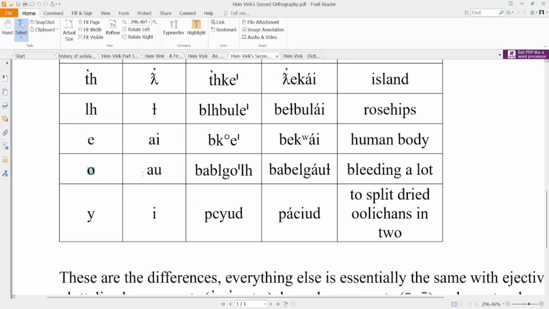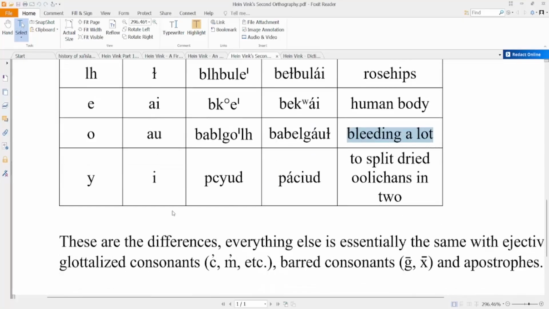Then we have the letter O, which is now represented by the letters AU, which is not exactly like O, it's more like O. So in HV2, it's babelgyoth, and this is the hybrid spelling, and it means bleeding a lot.